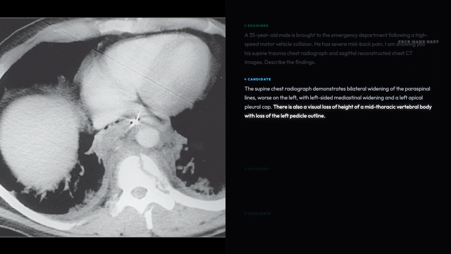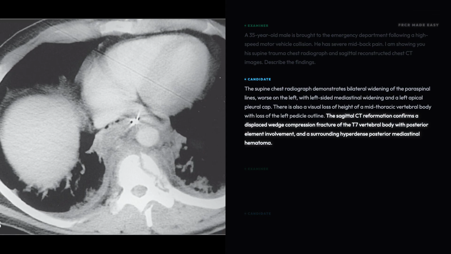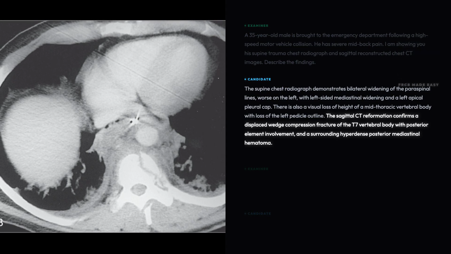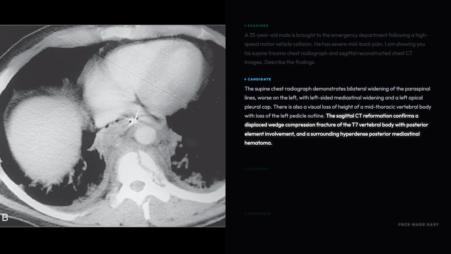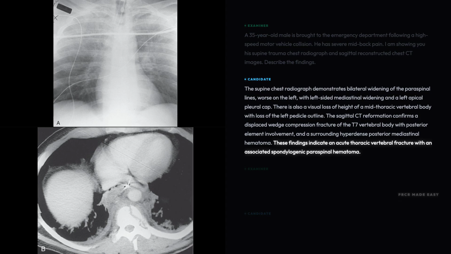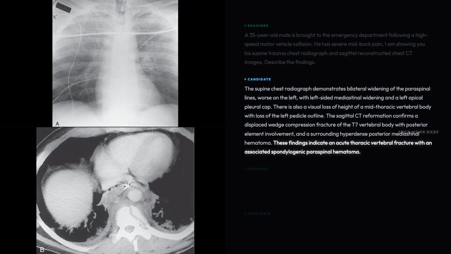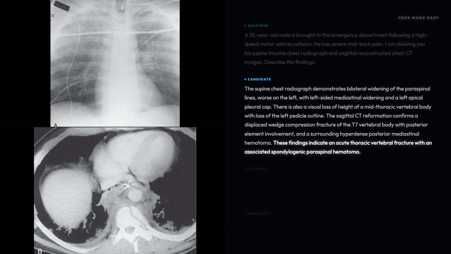The sagittal computed tomography reformation confirms a displaced wedge compression fracture of the T7 vertebral body with posterior element involvement, and a surrounding hyperdense posterior mediastinal hematoma. These findings indicate an acute thoracic vertebral fracture with an associated spondylogenic paraspinal hematoma.